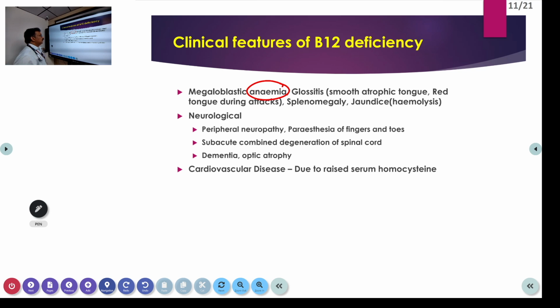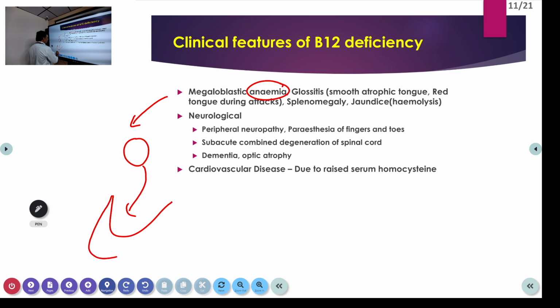You see, this megaloblastic anemia will produce large cells. So these large cells will be destroyed in the spleen because they are abnormal cells. So slowly splenomegaly will occur. Because of this exaggerated destruction, bilirubin will be overproduced. That will produce jaundice. So jaundice, splenomegaly, all are due to megaloblastic anemia and hemolysis.